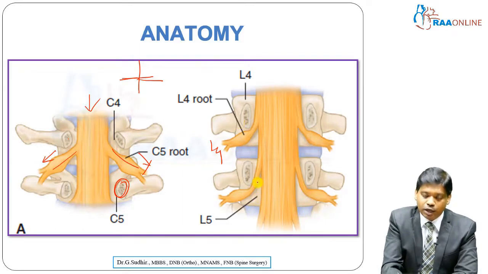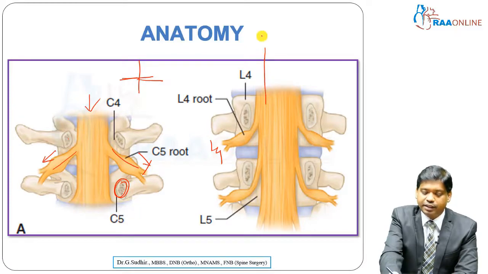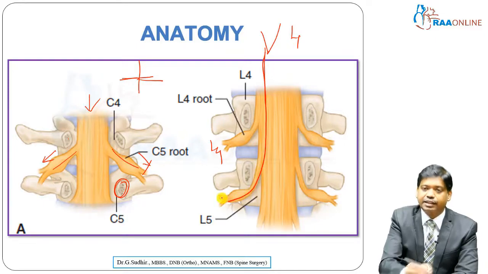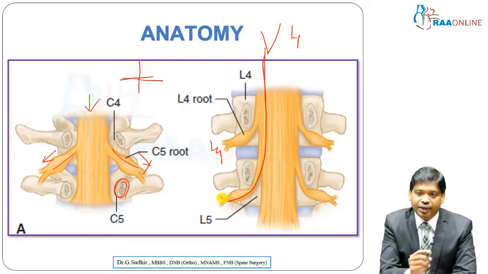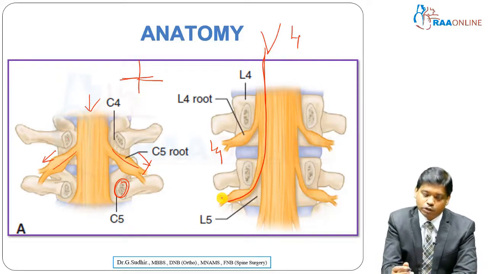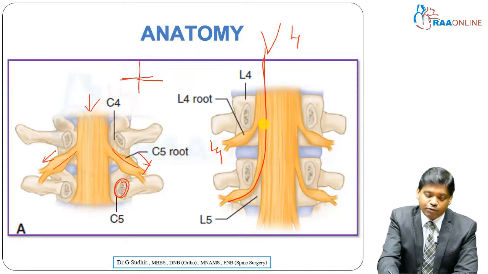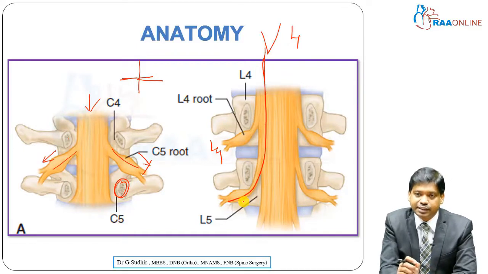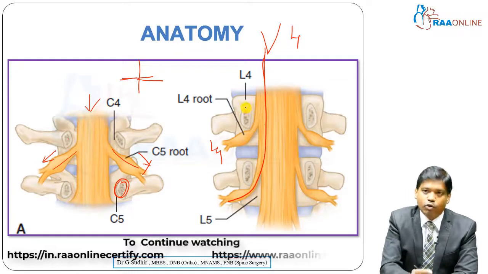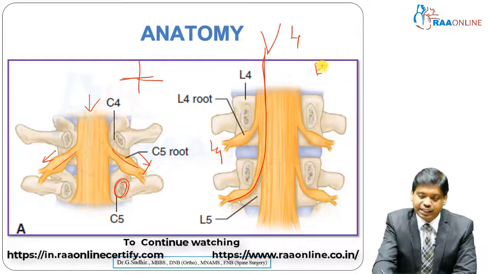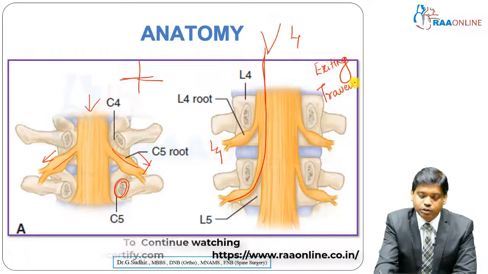Similarly, the L5 nerve root leaves below the L5 pedicle, and the L5 nerve root travels all the way from the level of L1 where the cord ends. From the level of L1 it travels like this, and then it comes out below the L5 pedicle. This concept is very important because at the level of L4, the L5 is called the traversing nerve root, and at the level of L5 it is called the exiting nerve root. So at the level of L4 we will be having two nerve roots. One is the exiting nerve root and the other one is the traversing nerve root. I will be discussing this concept later in the slides.